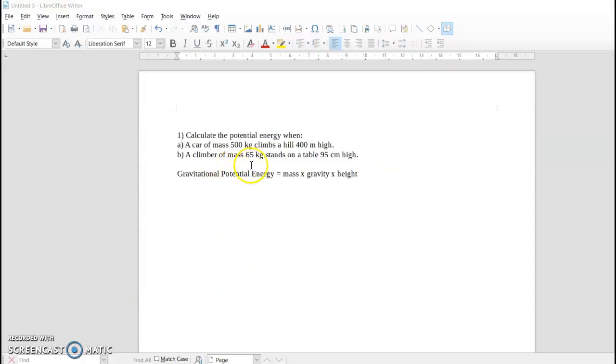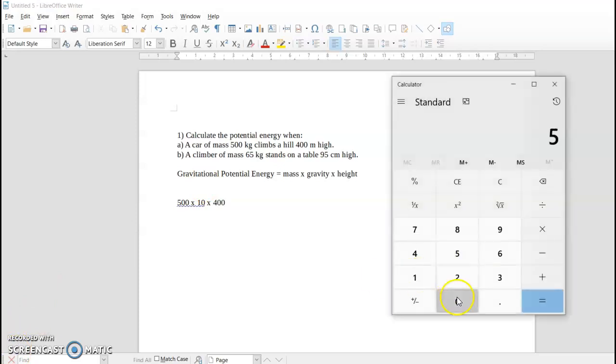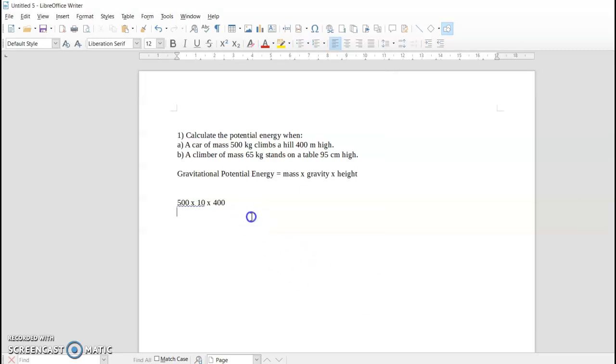So let's work out an example together. Calculate the potential energy when a car of mass 500 kilograms climbs a hill of 400 meters high. So you know that the mass is 500. You know that gravity is 10 because it's always 10. And you know that the height is 400. Now, 500 times 10 times 400 is equal to 2 million. So the gravitational potential energy in this case is 2 million joules.